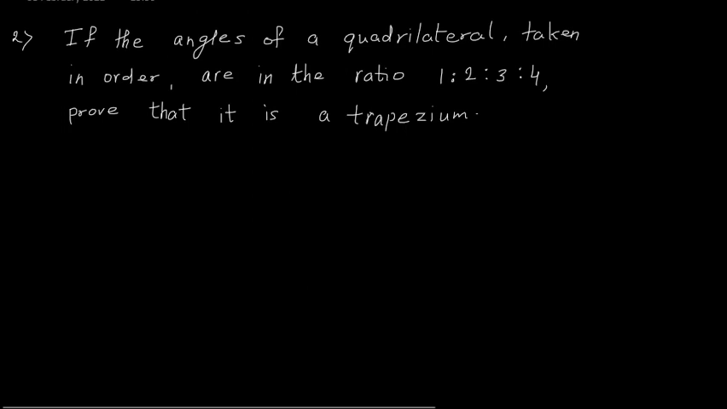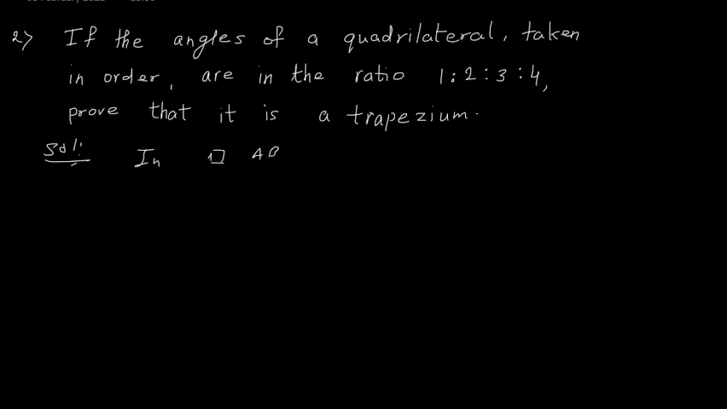The second question is, if the angles of a quadrilateral taken in order are in the ratio 1 2 3 4, prove that it is a trapezium. Now for a trapezium, interior angles are supplementary. Interior angles for the parallel sides are supplementary. So if we are able to prove that two interior angles are supplementary, then we can say that the quadrilateral is a trapezium.